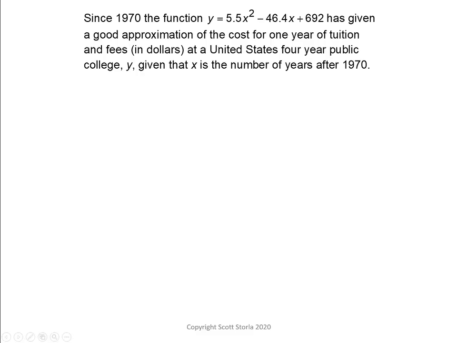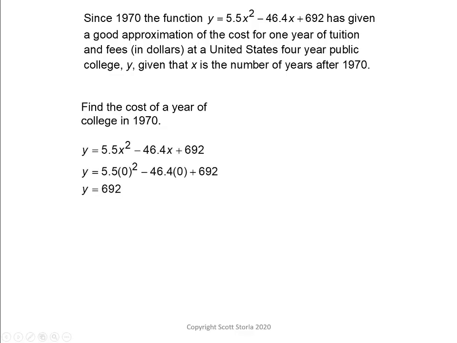Here's a function that gives a good approximation for the cost of 1 year of tuition and fees for a 4-year public college in the United States. Notice that x is the number of years after 1970. Can you find the cost of college in 1970? Since 1970 is year 0, we would substitute 0 for x and find that a year of tuition and fees for a United States public 4-year college in 1970 was a total of $692.